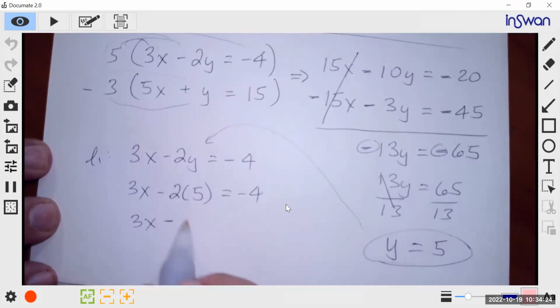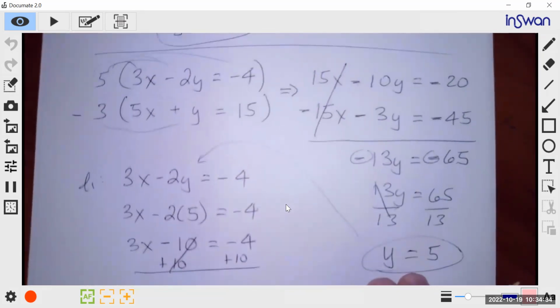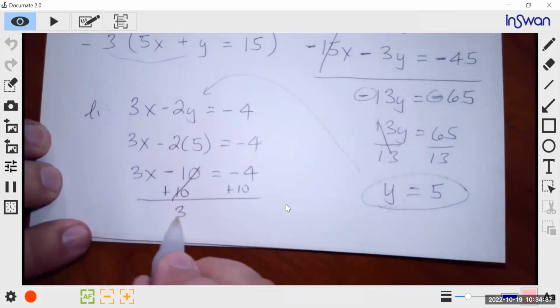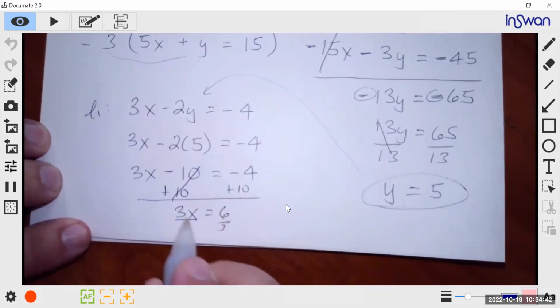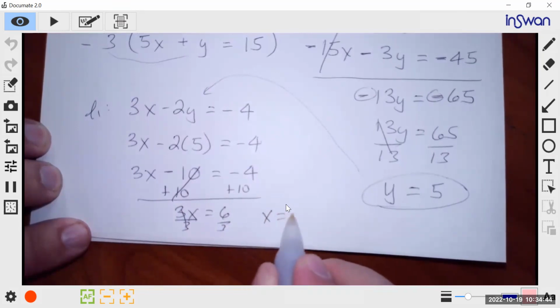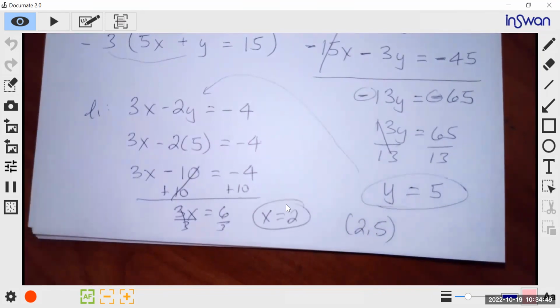Negative, positive is negative. 2 times 5 is 10. Add 10 to both sides. Ten minus 4 is 6. Divided by 3. X equals 2. So we get the same answer both ways.